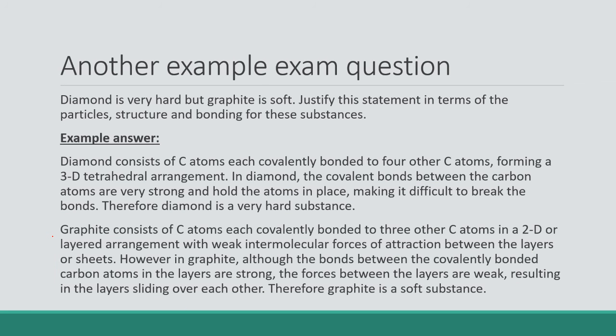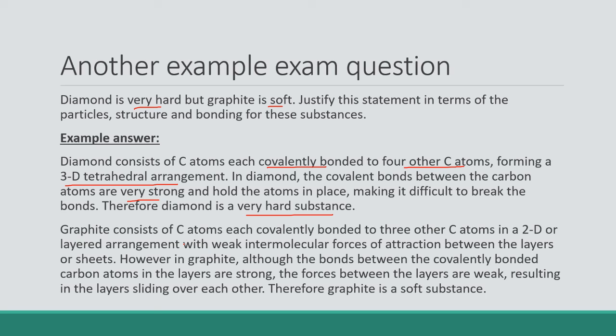This question is also comparing diamond and graphite, but diamond is very hard and graphite is very soft. And again, we explain about covalent bonding to other carbon atoms. For diamond, 3D tetrahedral arrangement. The covalent bonds between the carbon atoms are very strong and hold the atoms in place, making it difficult to break the bonds. Therefore, diamond is very hard.